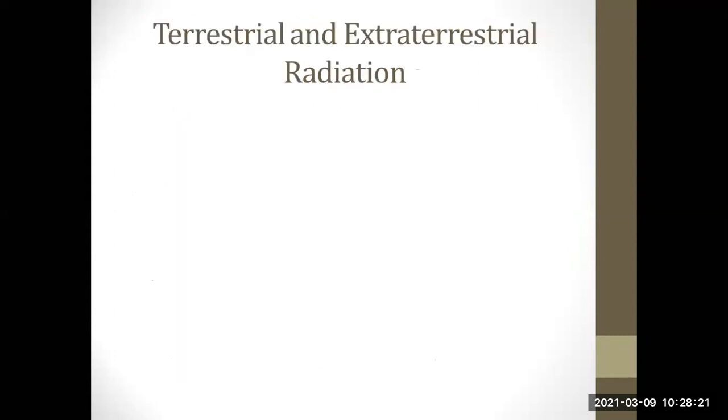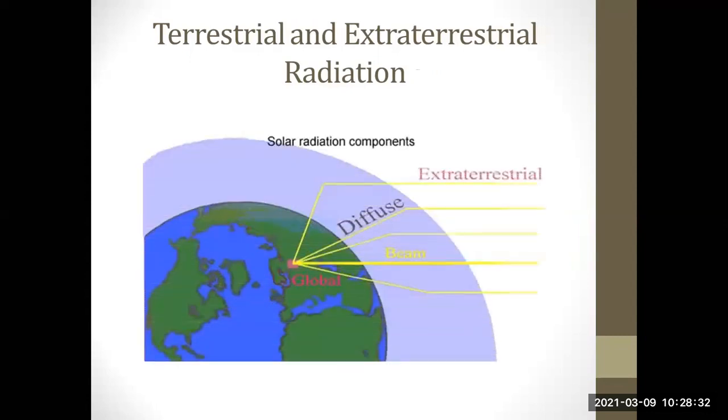So the next topic which we are going to cover in this lecture is nothing but the concept of terrestrial and extraterrestrial radiation. From this diagram it is very clear: what is the meaning of terrestrial radiation? The radiations which are available just above the earth's surface are called terrestrial radiation, and the radiations which are available just above the earth's atmosphere are called extraterrestrial radiation.